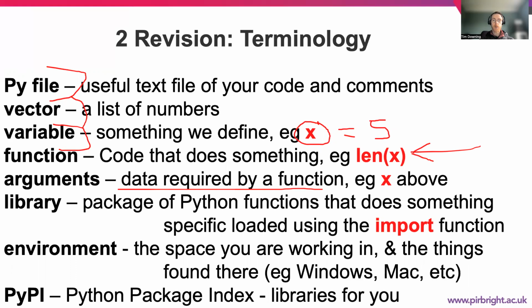So if that arrangements for functions take an argument in round brackets, we have libraries, and we'll look at libraries more in this course, where we have packages of Python functions that we can use, and we import them using this special command here. So we might import NumPy, for example.